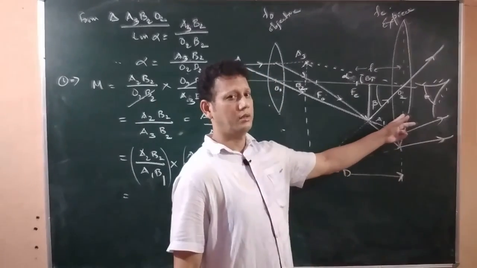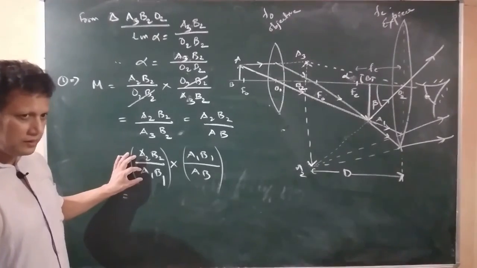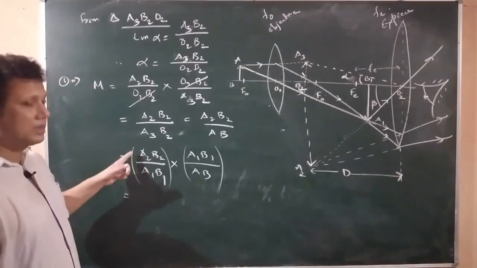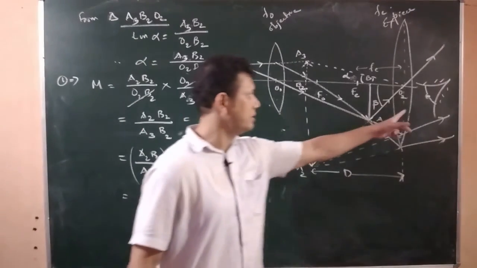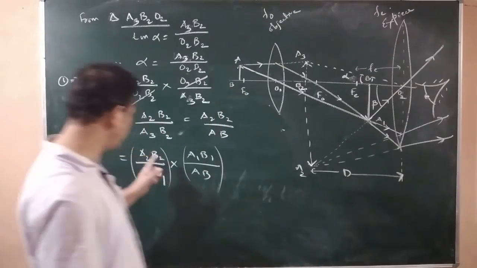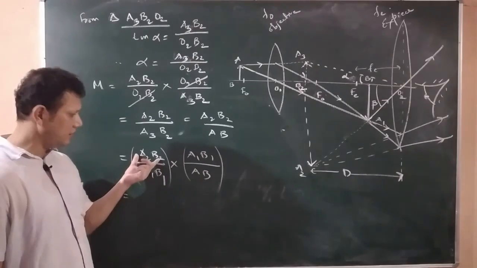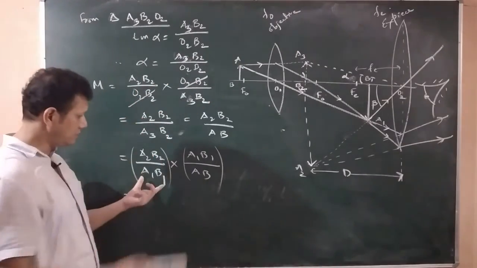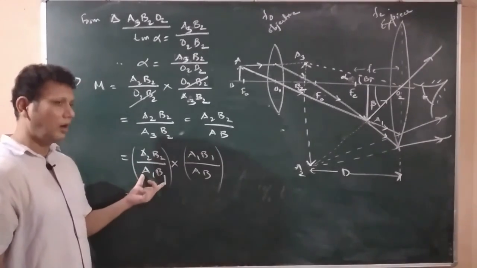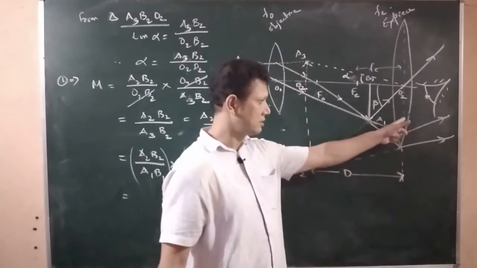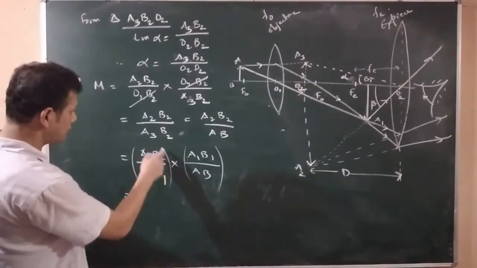A1 B1 is the height of the image for this eyepiece lens. What is this ratio called? Height of the image divided by the height of the object. This ratio is known as magnification. This is the magnification for which lens? For the eyepiece lens, since this ratio is the size of the image divided by the size of the object, for the eyepiece.